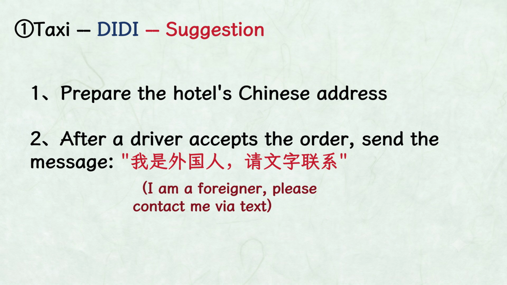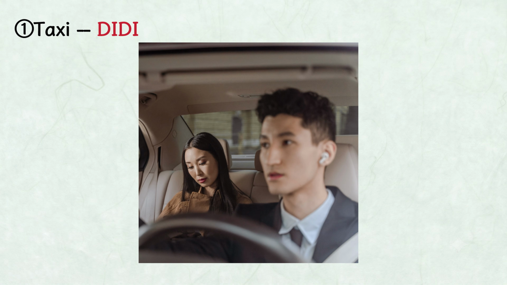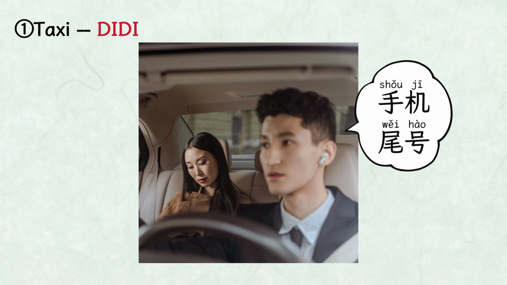Most drivers will call passengers by phone. Once your driver accepts the order, send them an in-app message letting them know you are a foreign visitor and request all communication via text instead of calls. After getting in the car, the driver will verify your identity by asking for the last 4 digits of your phone number. They will say, 手机尾号. Just type the numbers on your phone and show them.